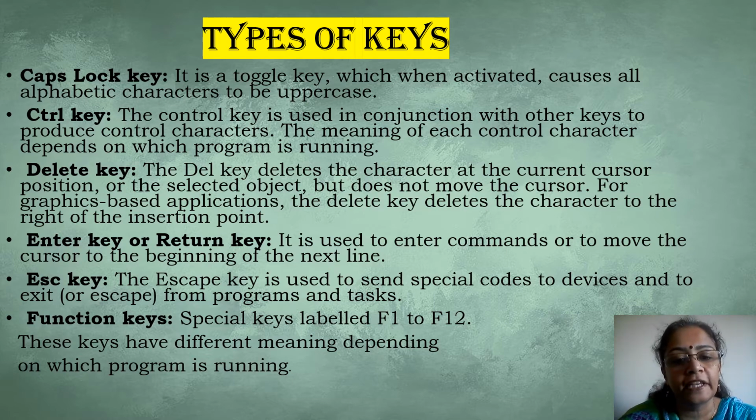Next is the control key. The control key is used in conjunction with other keys to produce certain control characters. The meaning of each control character depends on which program you are running. So for example, control X, control V, control C all have different meanings and are used in combination with particular alphabets.